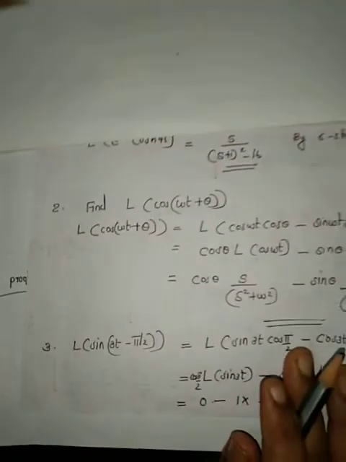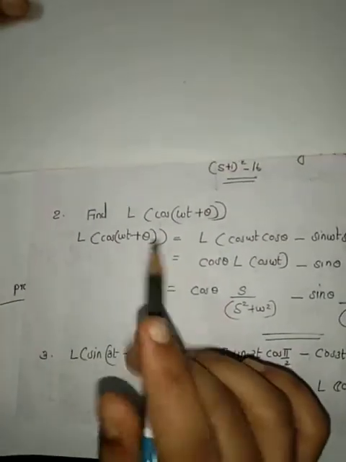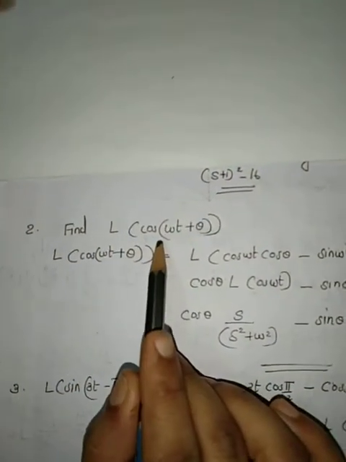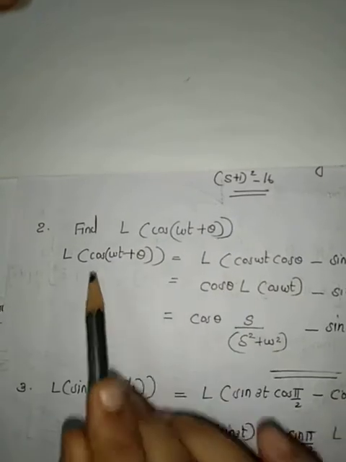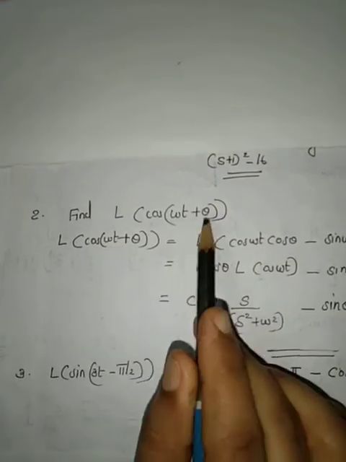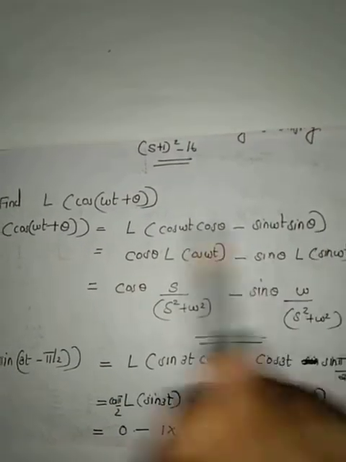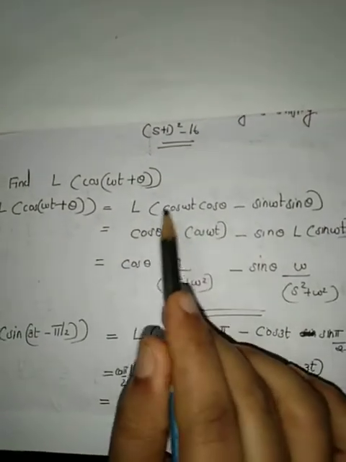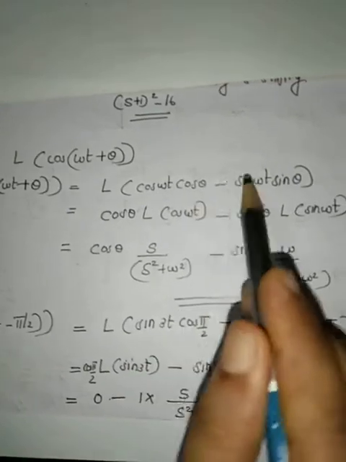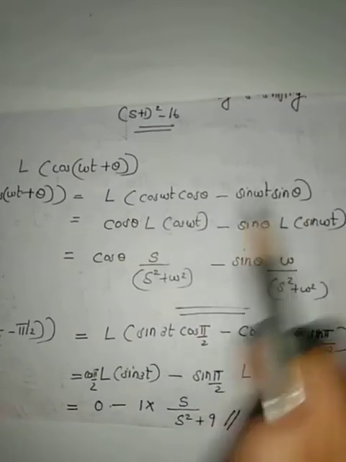Okay, next look at some problems on Laplace transforms. Find L of cos wt plus theta. Then what is cos a plus b? Cos a plus b is cos a cos b minus sin a sin b. Then apply it. We get L of cos wt cos theta minus sin wt sin theta.